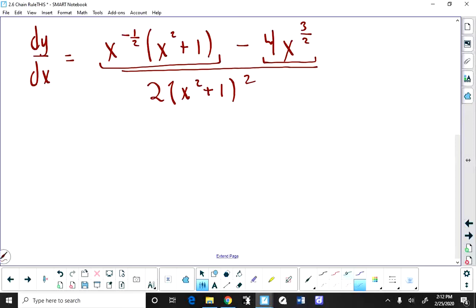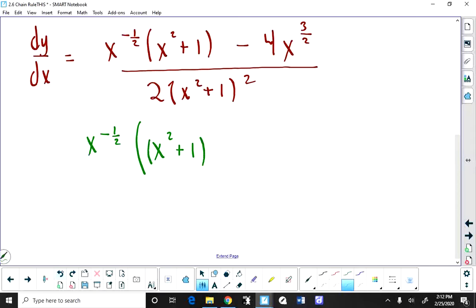And the lowest exponent would in fact be x to the -1/2. So I will take that out, and I will have left x squared plus 1 out of the first factor. This set of brackets here is totally unnecessary. I'm just putting it there to indicate it's the leftovers of the first term.